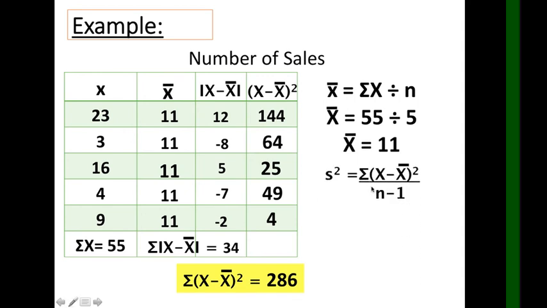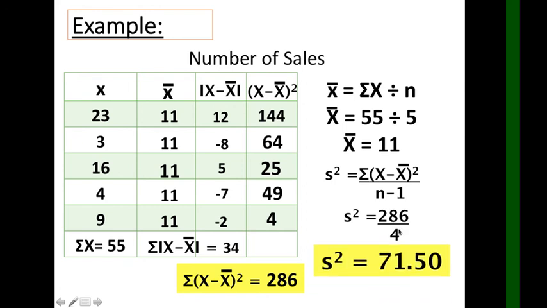Now for the formula, we have this one. So we have 286 divided by 4. Where did I get 4? Because our n is 5, so that's 5 minus 1, the answer is 4. Divided, you will get 71.50. So that is our variance.